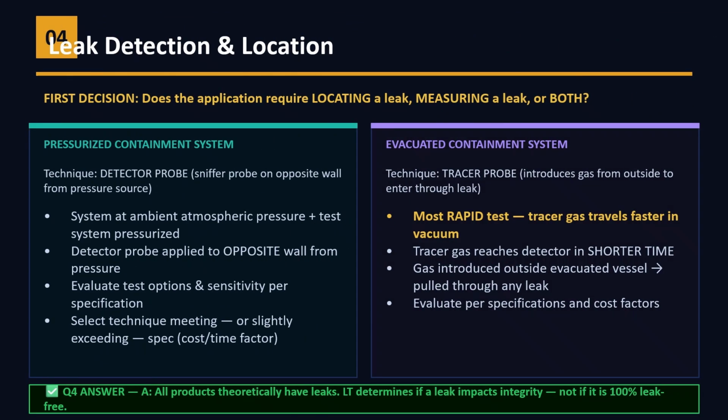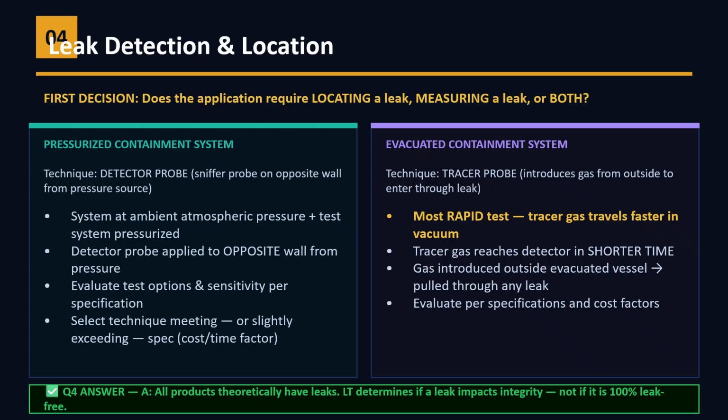Now, inspectors, we are entering one of the most practical sections of leak testing. Many students think finding a leak is the same as measuring a leak. It is not. And this misunderstanding causes many exam failures. The first question an inspector must ask is, do I need to locate the leak? Do I need to measure the leakage rate? Or do I need both? This decision determines which leak testing technique should be selected.